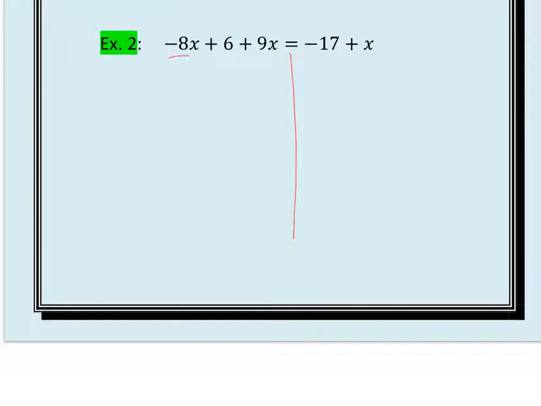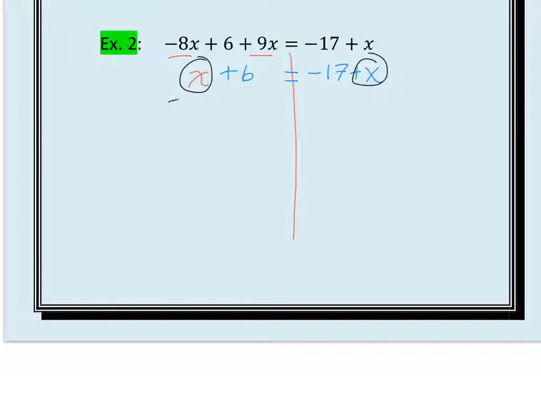On the left, we can collect the negative 8x and the 9x together. That gives me positive 1x. I can't do anything with the 6, so I'm going to bring that down. On the right side, I can't do anything over here. Can't collect like terms, there's no distributive property. However, I have an x on both sides of the equation. They're identical in value, and so it's hard to choose which one to move. It doesn't matter. You're going to either move the x to the right or the x to the left.